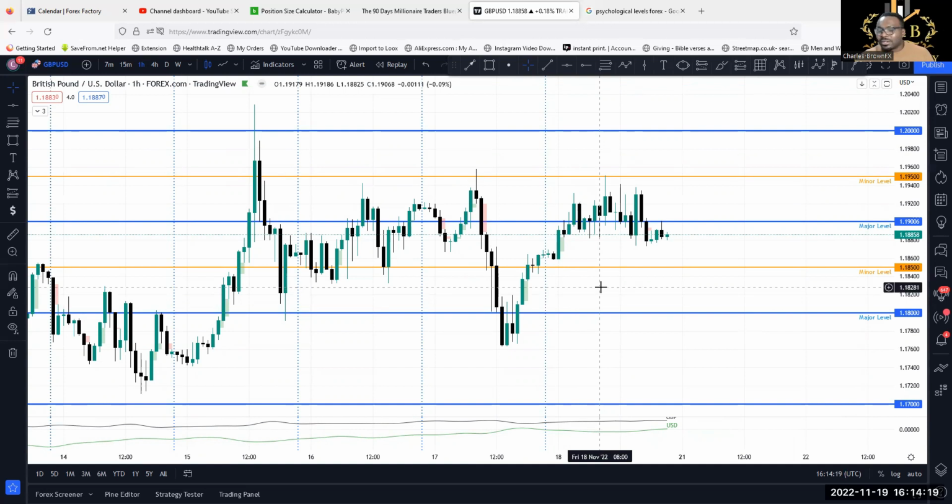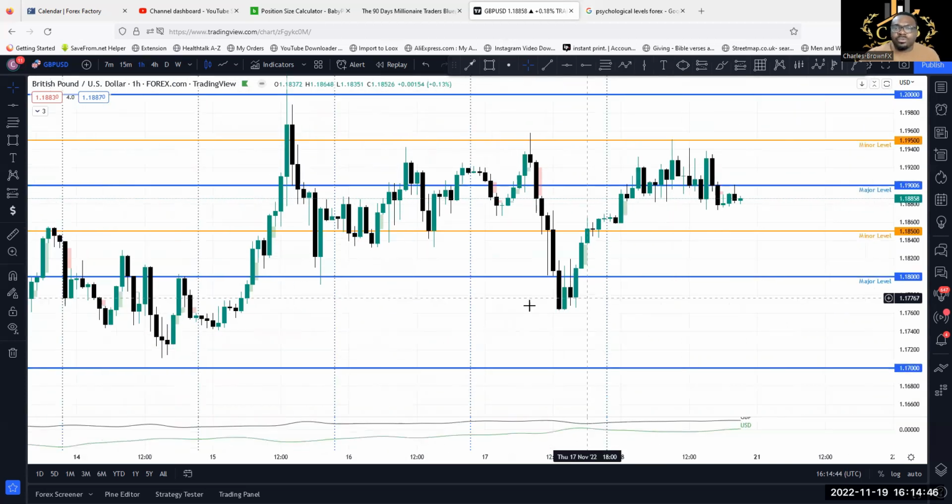There are different kinds of candlestick patterns that you need to understand and learn from: tweezer tops, doji candle, bullish engulfing candle, bearish engulfing candle, hammer, and inverse hammer. Whatever candlesticks you're conversant with in your trading strategy, you need to look for that in these zones, in these psychological zones.